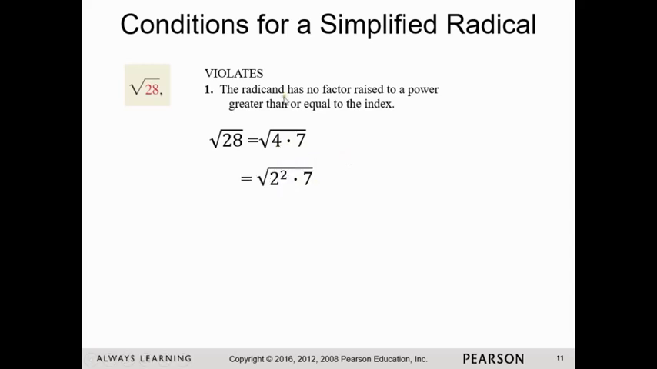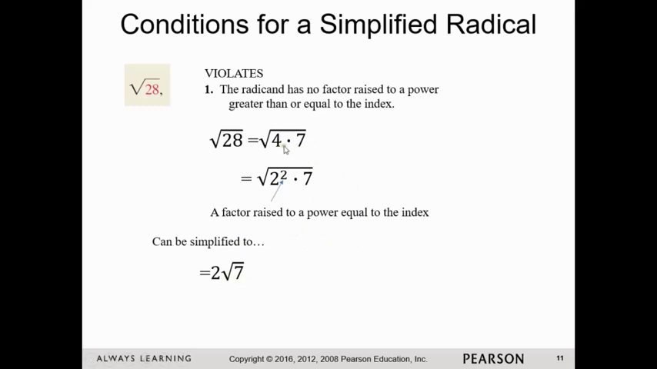But think of it this way. 4 is the same thing as 2 squared. This is a factor raised to a power equal to the index. So what we do, we simplify this into 2 square roots of 7. So typically this is what we do with these things.